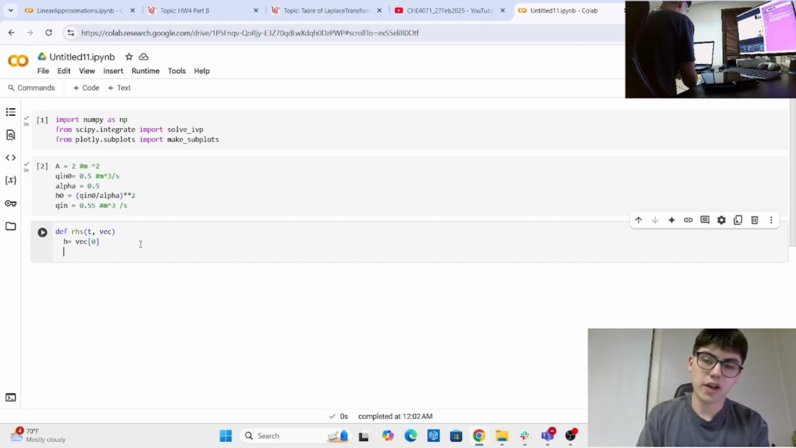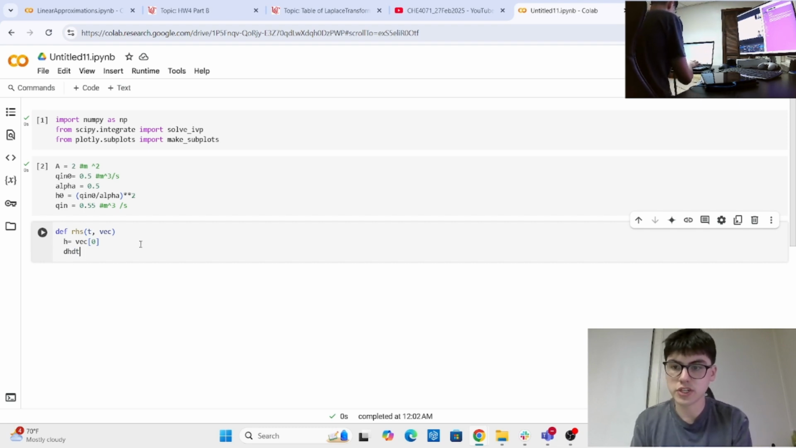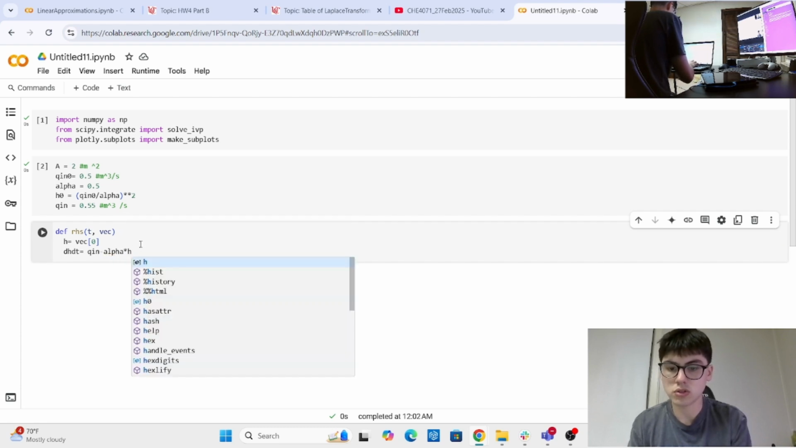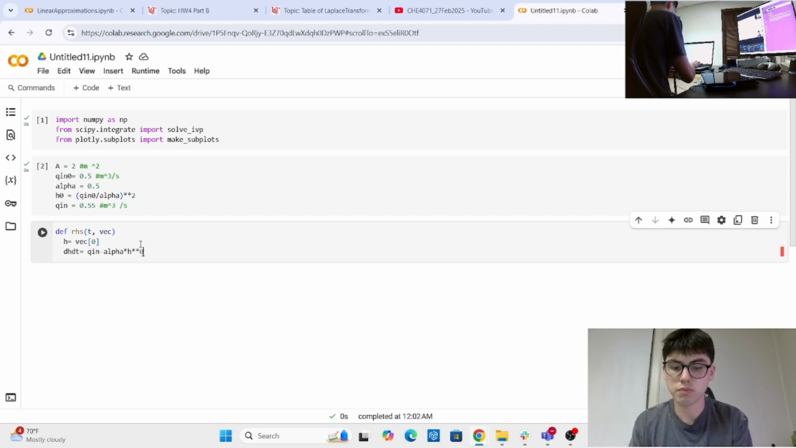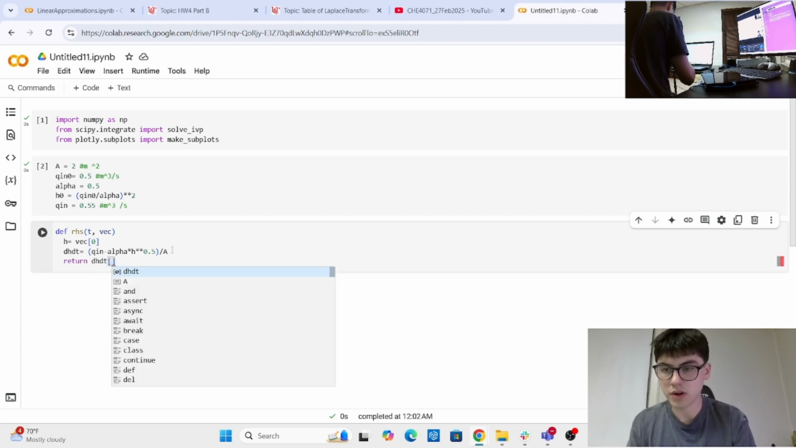So now we can define dh dt, which will be equal to qn minus alpha times h to the power of 0.5, and this will all be divided by cross-section area A. So that's nice and easy. We can go ahead and return it now. Return dh dt. We'll put it in brackets so it returns diff.